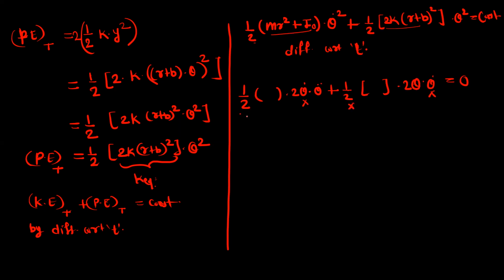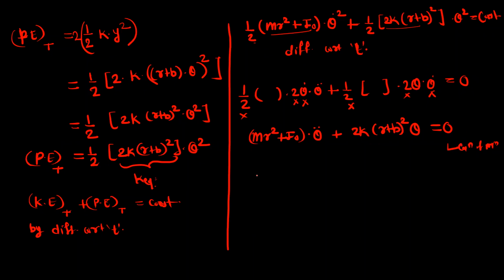This 1 by 2 and this 1 by 2, this 2 and this 2. So the remaining value is (mr square plus I0) theta double dot plus 2k (r plus b) square into theta is equal to 0. So you can consider this as the equation of motion.